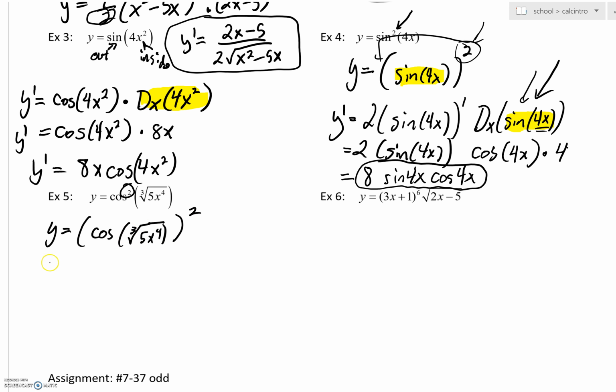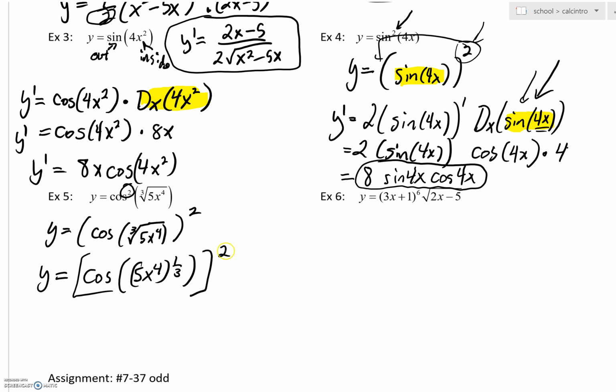But take a look at that cube root. Isn't a cube root really a power? Yeah, it's really 5x to the fourth, and we're going to raise that up to the 1/3 power. Oh my gosh. You can see how this is getting to be a little crazy looking. Do you see what's happening? And this is where that notation can be good.